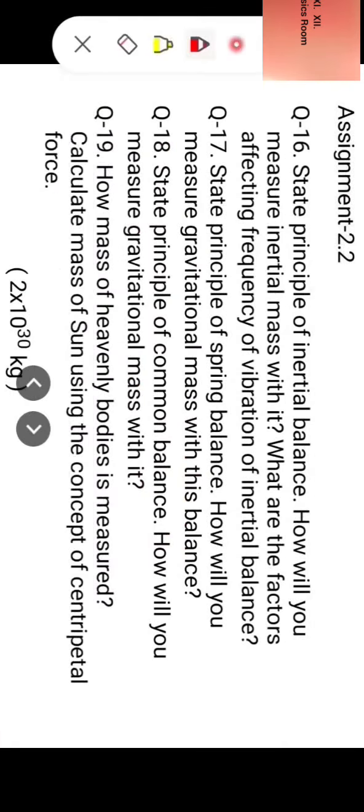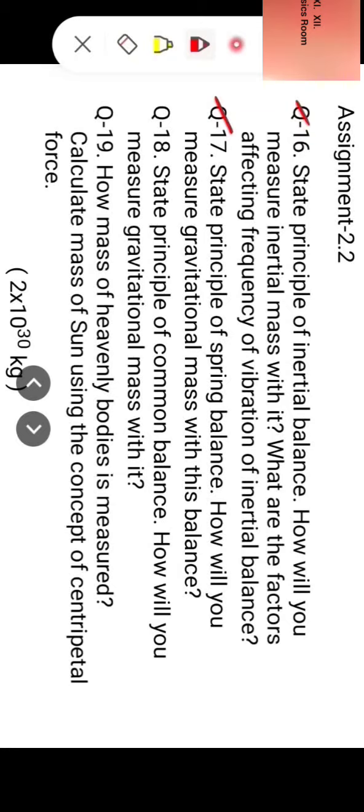Now assignment 2.2 continued. Question number 16. State the principle of inertial balance. How will you measure inertial mass with it? What are the factors affecting the frequency of vibration of an inertial balance? Question number 17. State the principle of spring balance. How will you measure gravitational mass with this balance?